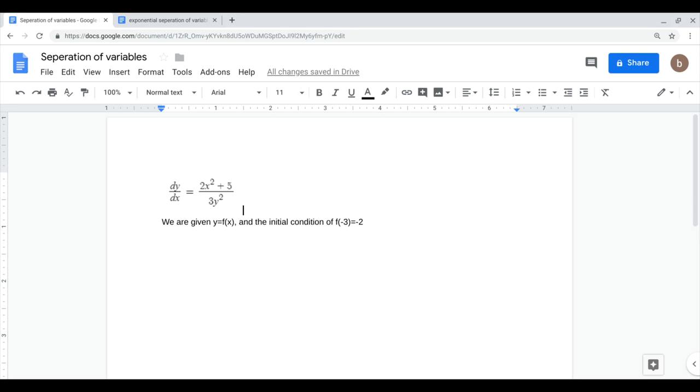Welcome, ladies and gentlemen. Today I will be talking about differential equations and how to solve them. Today I'm going to be talking about the separation of variables method to solve a differential equation using this technique.